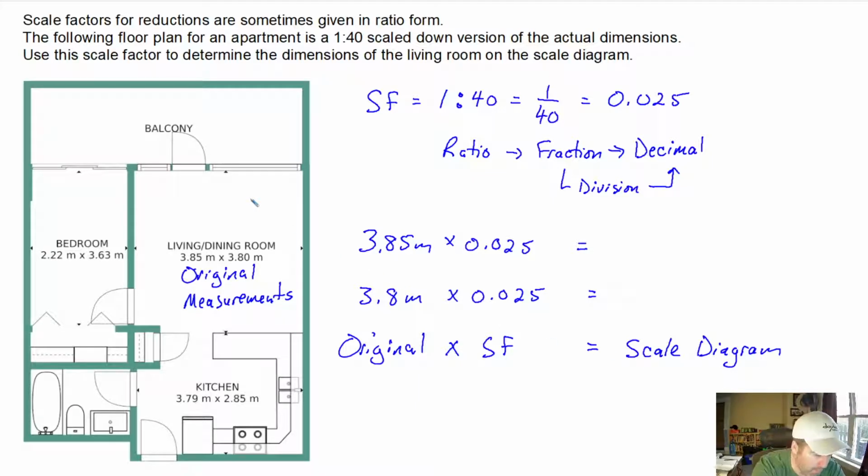All right, so if I take 3.85 meters, multiply that by 0.025, then that's 0.09625. And we're not going to round, okay? Since this is meters, this is also going to be meters. And then for the 3.8, that is 0.095. I probably should have picked a room that wasn't quite as square as this one. But I didn't, so we'll work with it.